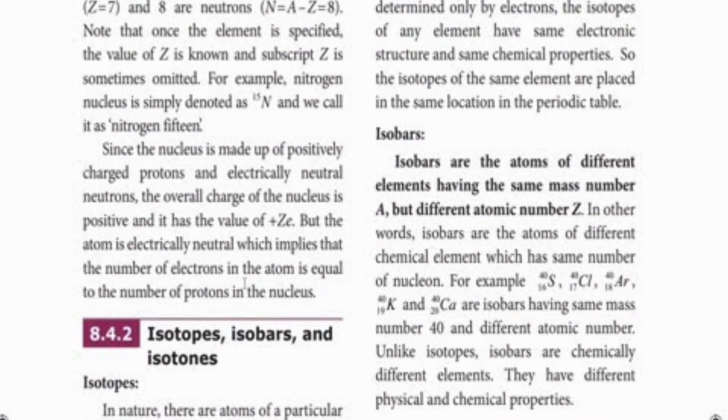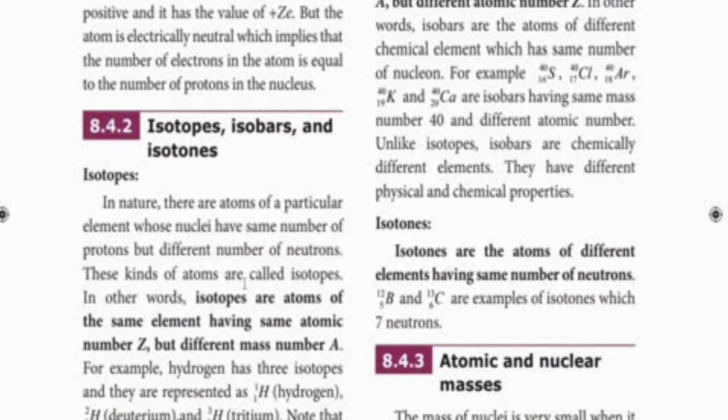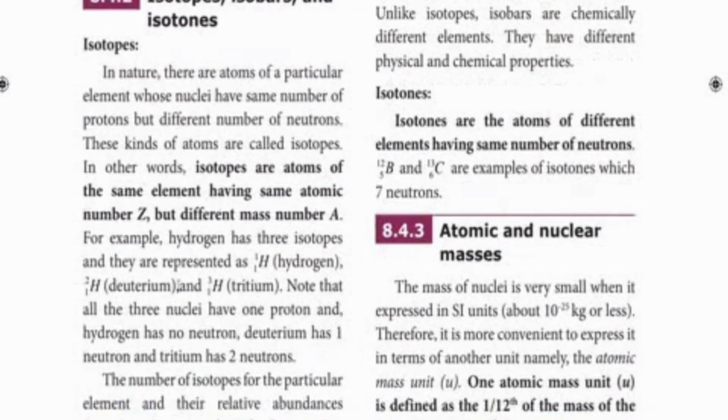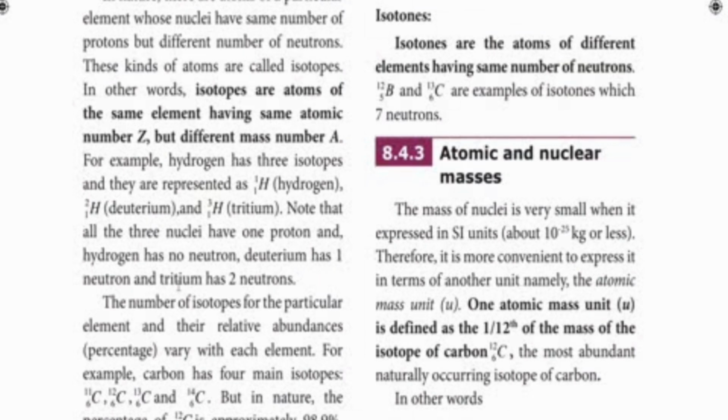The nucleus is made up of positively charged protons, but the atom is electrically neutral, because the number of protons is equal to the number of electrons. The charge is also equal in the neutral state. Next are isotope, isobar, and isotone. Isotopes are atoms of the same element with different mass numbers and the same atomic number. Examples are the hydrogen atom: protium, deuterium, tritium.